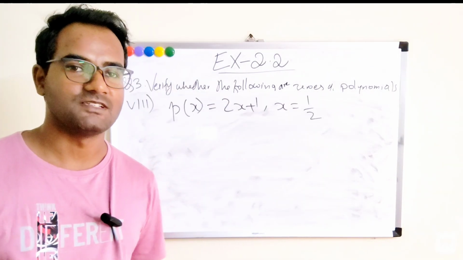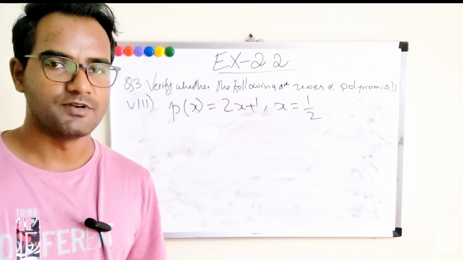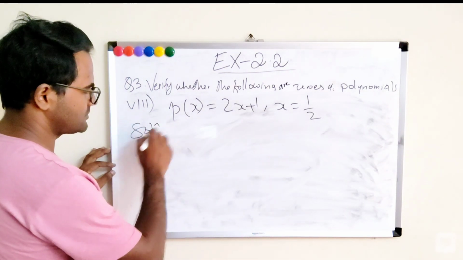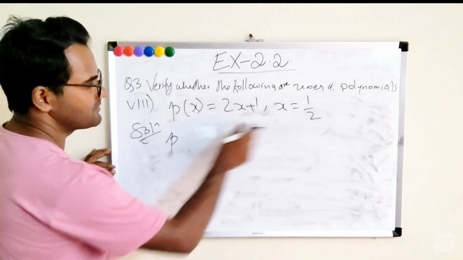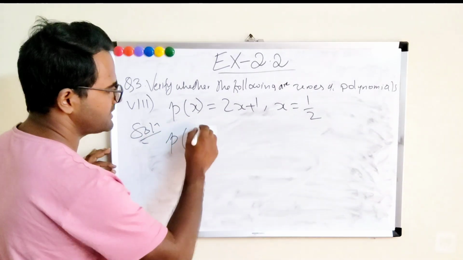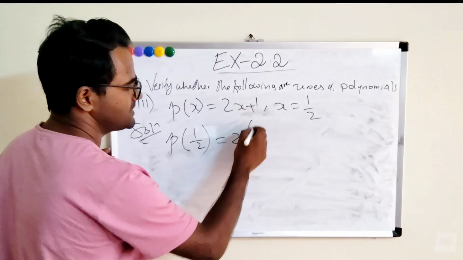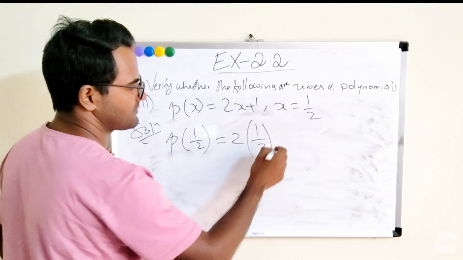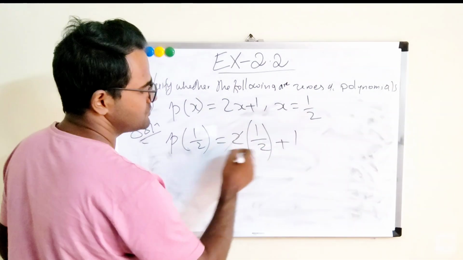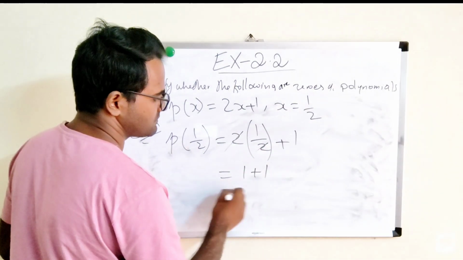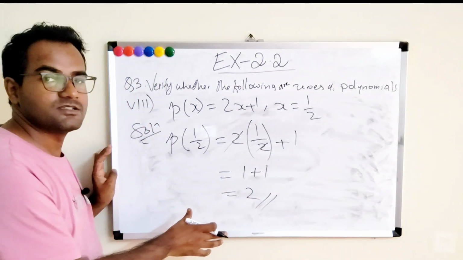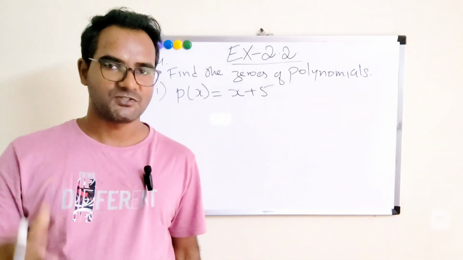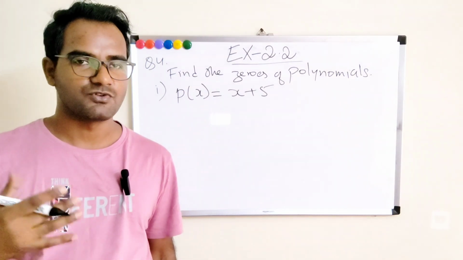Now we have the last question of question number 3, that is number 8. So let's see how we solve it. First we write the solution here, then p of, we are given the value to be half. In place of x we are going to write the value of x, that is half, plus 1. The 2 and 2 are gone, so 1 plus 1 equals 2. So is this a zero of the given polynomial? No.